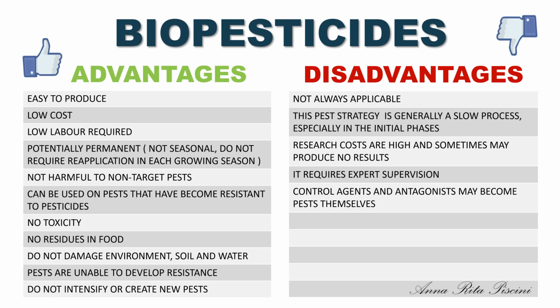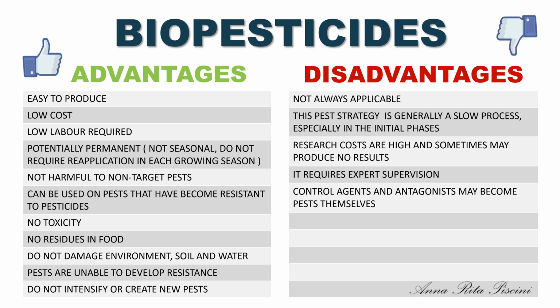They are not harmful to non-target pests. They can be used on pests that have become resistant to pesticides. No toxicity, no residues in food. They don't damage the environment, soil and water. The pest is unable to develop a resistance, so they don't intensify or create new pests.